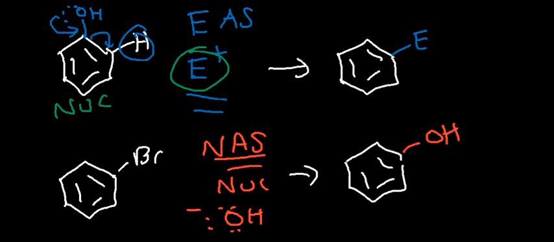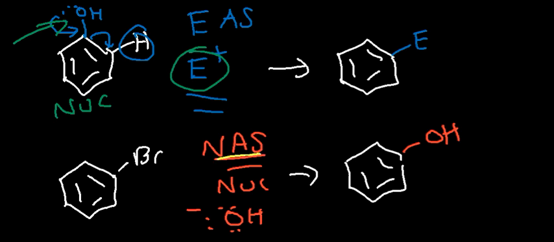And that's why whenever you have a lone pair here, it can make the ring more nucleophilic, and therefore it's usually activated, with the exception of the halogens. If you add an NO2 group, those are electron withdrawing groups, the meta directors, and so they deactivate the ring because they make the ring less nucleophilic.